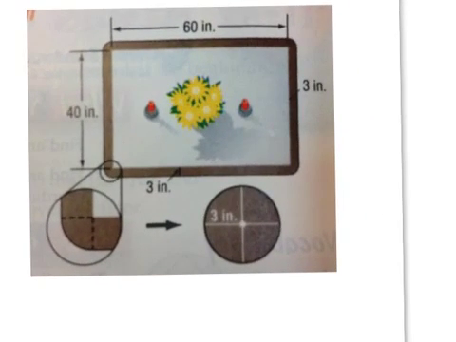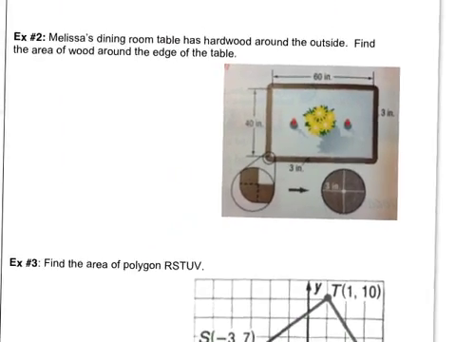It looks to me like I have a rectangle here that's 60 by 3, because they tell me the width here is 3. So I have two rectangles that are 60 by 3, and two rectangles that are 40 by 3. And then I have 4 little corners here that are all quarter circles. And when I combine those 4 together, it actually makes one circle with a radius of 3. So we could kind of spell this out in a formula that looks something like this.